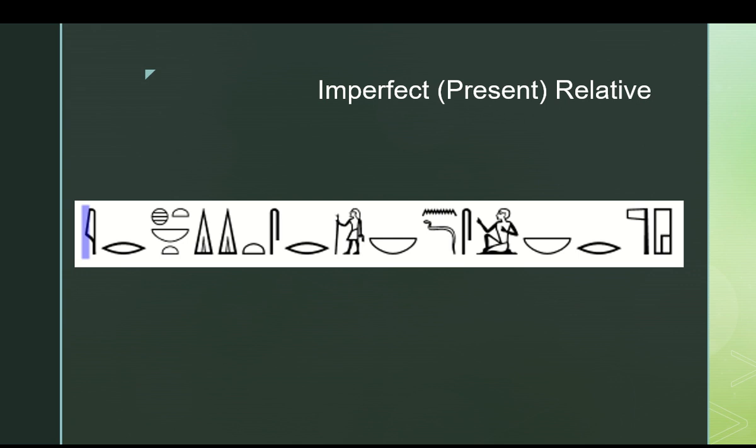Okay, well, what do we do with that? Well, our best option here is, of course, a relative. And here is why. First of all, we have a verb that is agreeing in gender with a noun that immediately precedes it. That means it's probably an adjectival form.